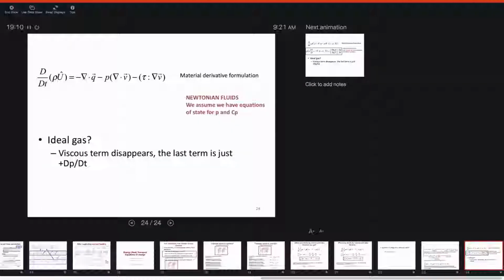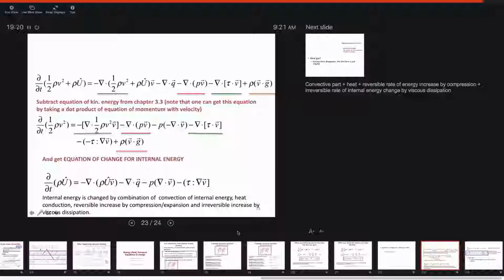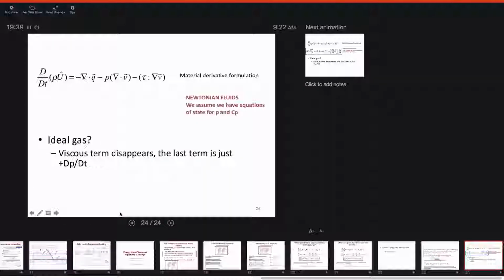All right, so I could also do a material derivative formulation if I transfer this term to the other side. Then that's actually the material derivative of rho u hat. Does everybody see this? This term plus this term, right? So this is just a shorter way to write the change of internal energy.